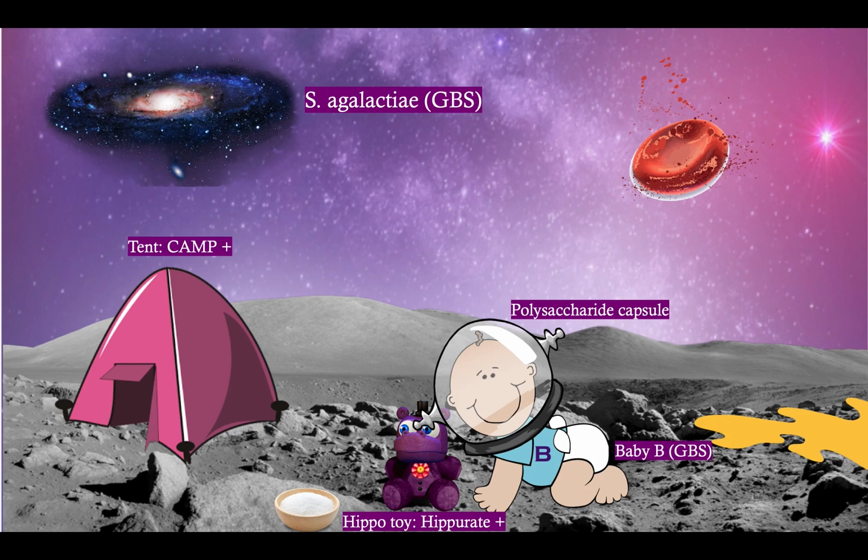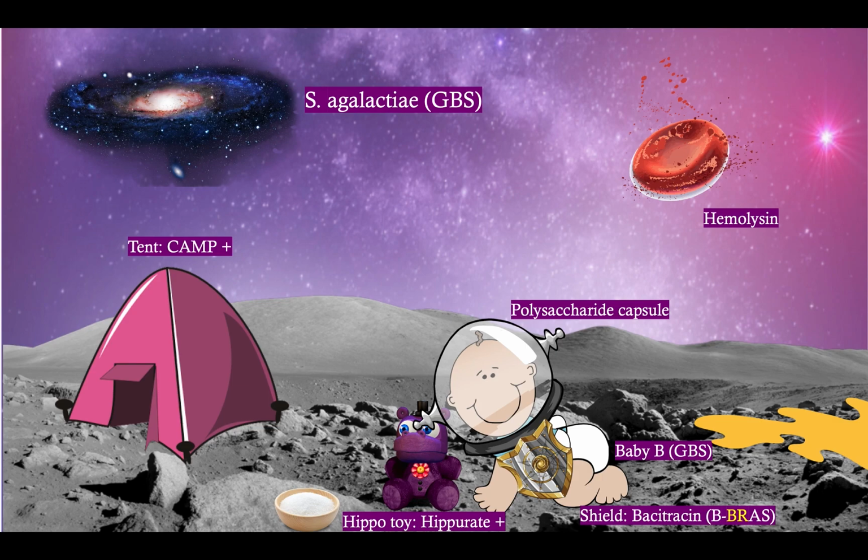And not only is it a capsule, but it's a polysaccharide capsule. And I indicated that here by putting this baby's dinner for tonight. His dinner is sugar. So a sugar capsule or a polysaccharide capsule. Notice this meteor that's coming down to the moon, and it kind of looks like a red blood cell that's breaking up in the atmosphere. It's breaking up because it's hemolyzing. Group B strep is hemolysin positive, which allows it to be beta-hemolytic.